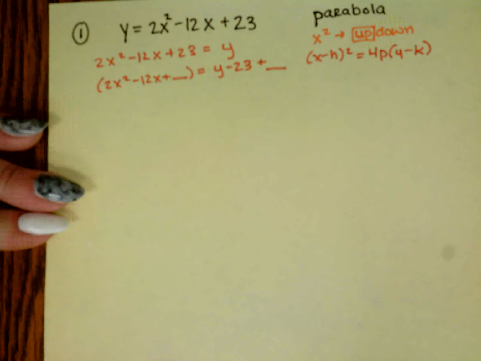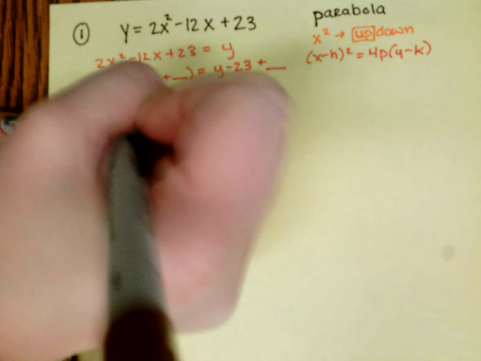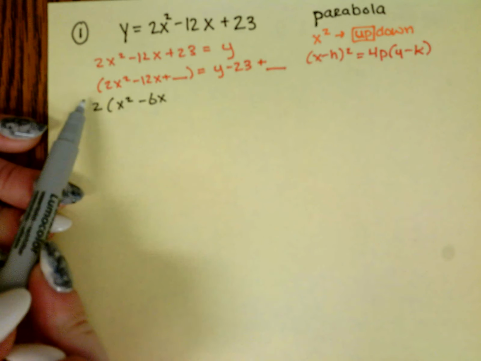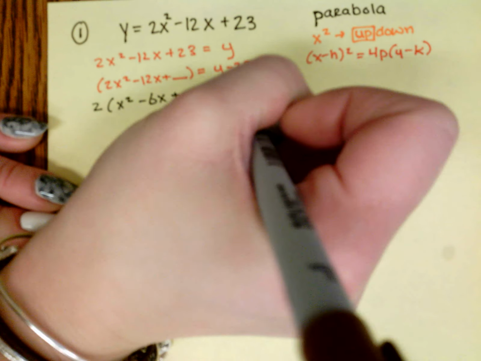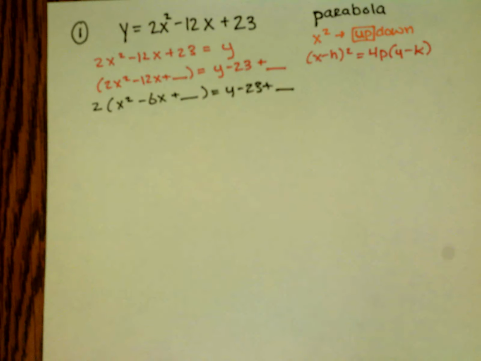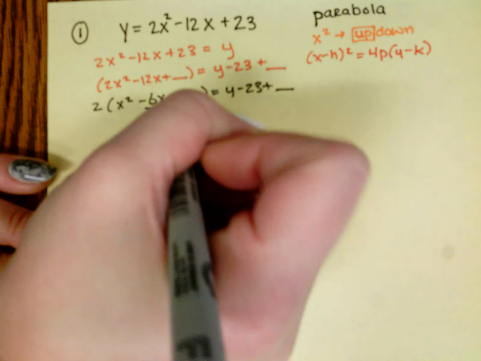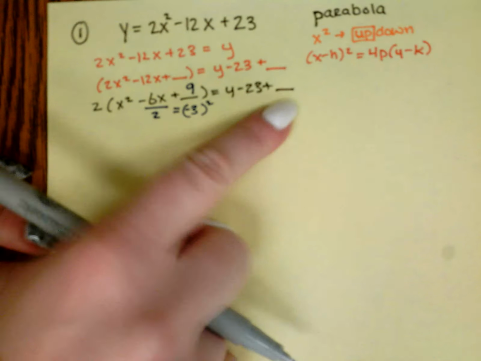Just like with an ellipse and circle and hyperbola, you can't have this leading coefficient. So I'm going to factor that out. I now have 2 times x squared minus 6x, because if you divide negative 12 by 2, you get negative 6, right? If I were to factor that back in, plus blank equals y minus 23 plus blank. Now, it's the same process you guys are familiar with already. I take the middle term, divide by 2. That gives me negative 3. Squared is 9. What number do you actually add right here?